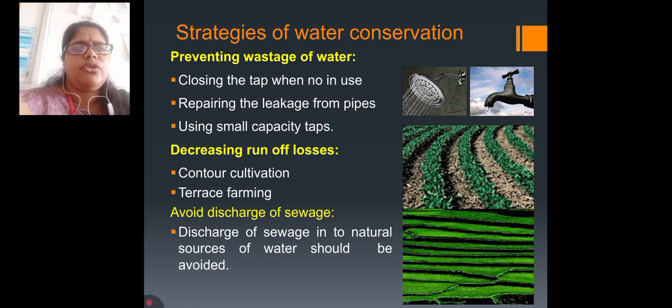Preventing wastage of water: closing the tap when not in use, repairing leakage from pipes, using small capacity taps. Decreasing runoff losses: contour cultivation, terrace farming. Avoid discharge of sewage. Discharge of sewage into natural sources of water should be avoided.